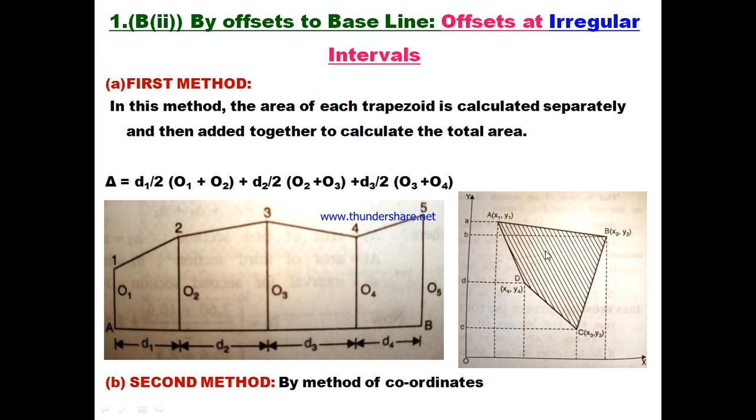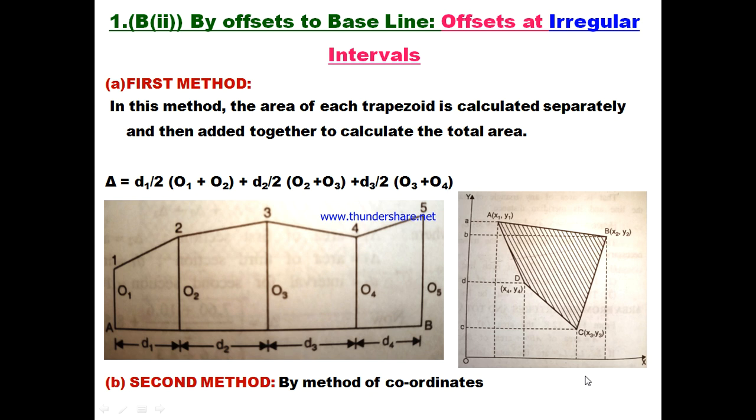For example, if I am saying the area of AABB, then it can be calculated as 1 by 2 (y1 minus y2) into (x1 plus x2). See here, y1 is here, then y2 is this. And x1 will be this value and x2 will be this value. So the area will be equal to 1 by 2 (y1 minus y2) times (x1 plus x2).